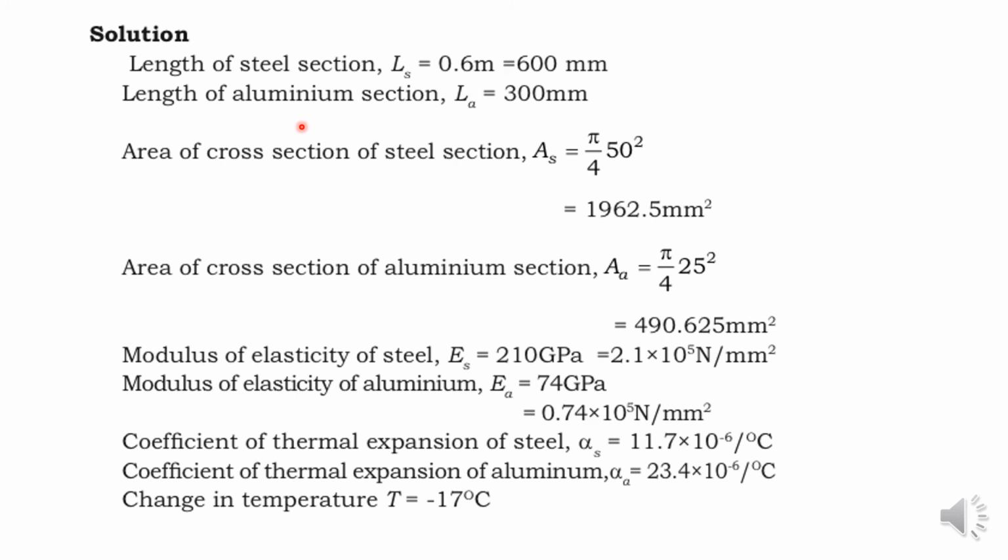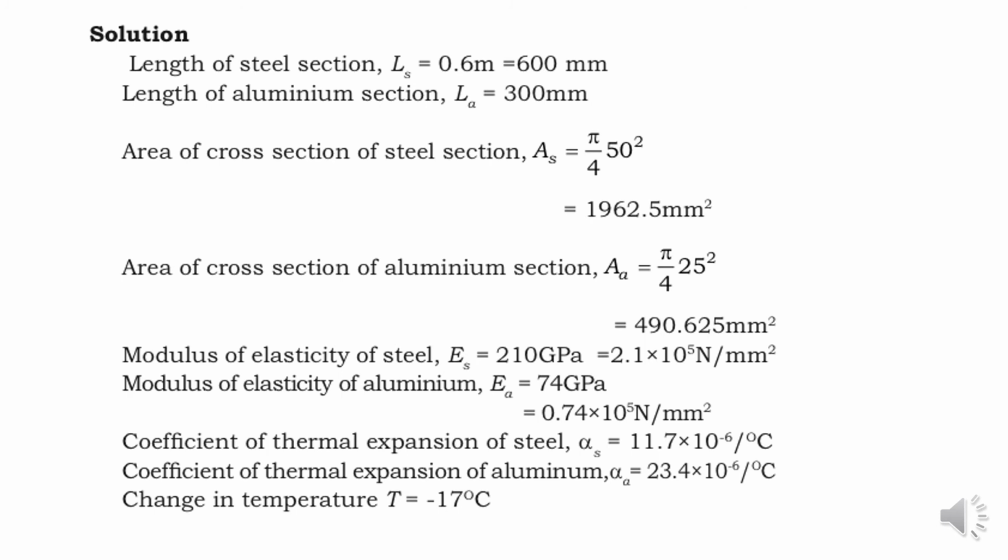mm. Now the area of cross section of the steel section: since the diameter is given in the question, we can find the area of the steel section by using pi by 4 d square. Now the area of cross section of the aluminum section is pi by 4 into 25 square, and the modulus of elasticity values are given. Also the coefficient of thermal expansion values are given.